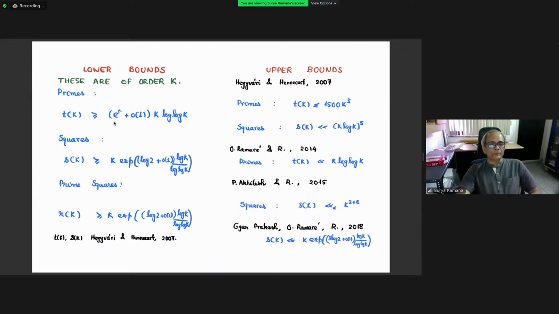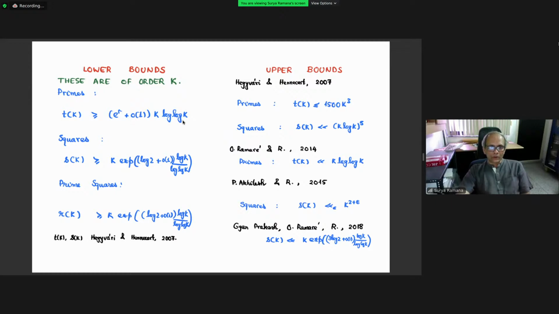So for the primes, t_k is bigger than e to the gamma times k times a fudge factor, which is log k. For the squares, it's k times another factor, which is exponential of log 2, log k by log log k. For the prime squares, the bound for squares gives one for prime squares, because whenever you color all the squares, you end up inducing a coloring on the squares of prime numbers. So you get these lower bounds.